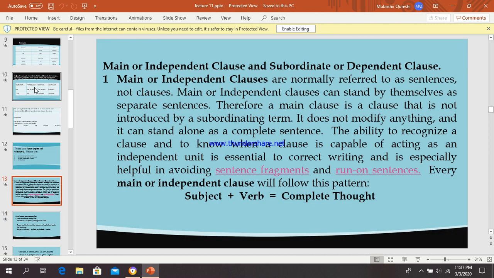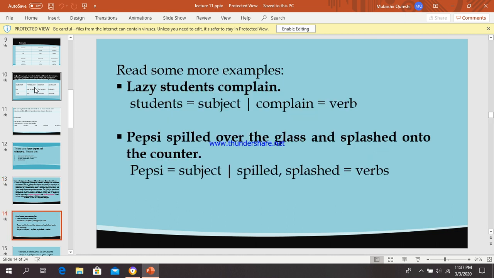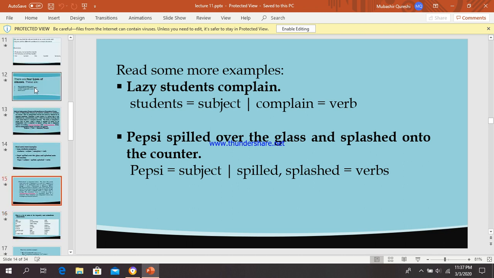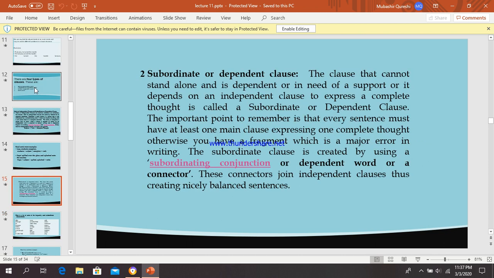मेन और इंडिपेंडेंट क्लॉज होता है that gives you the complete meaning. जैसे कि lazy students complain, Pepsi spilled over the glass and splashed onto the counter. सब ऑर्डिनेट क्लॉज क्या होता है? सब ऑर्डिनेट और डिपेंडेंट क्लॉज होता है जिसको मेन क्लॉज की ज़रूरत होती है to give a complete meaning.